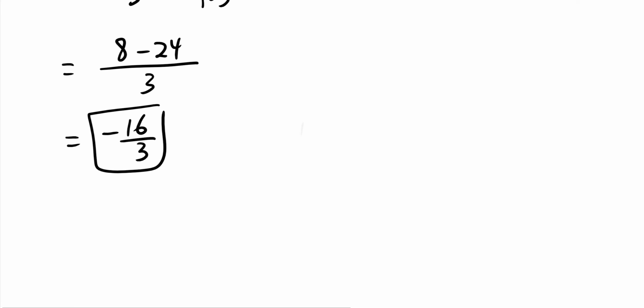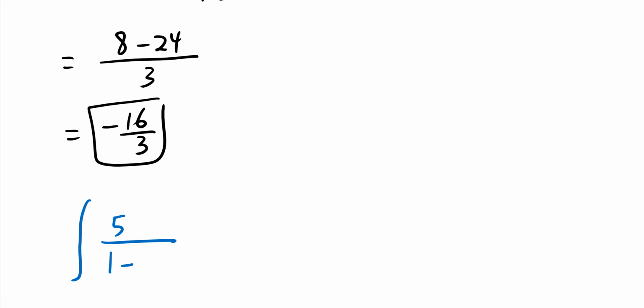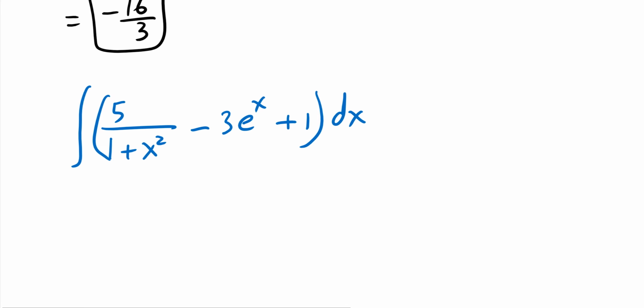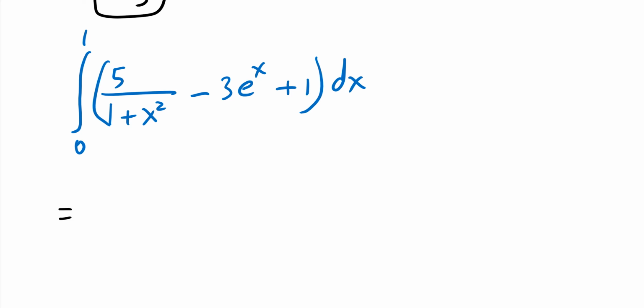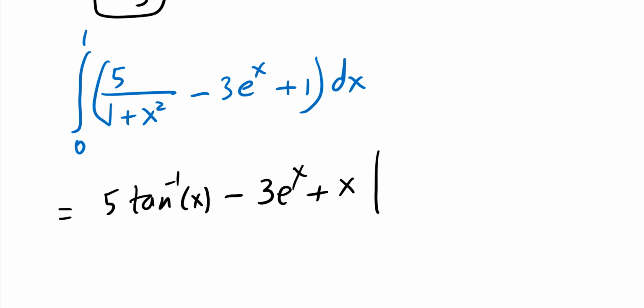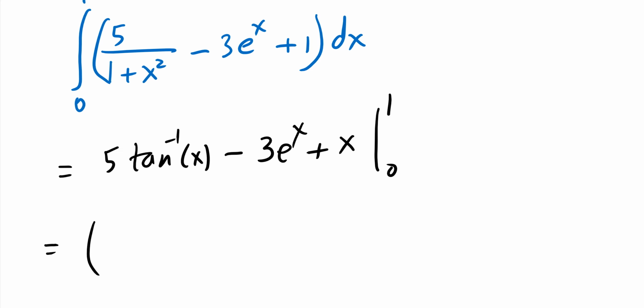Next one, as another example: 5 over 1 plus x squared, minus 3e to the x plus 1, and we're going to integrate this one from 0 to 1. What do we do for this? We know if you split it up, take the 5 out, the integral of 1 over 1 plus x squared is tangent inverse of x. Take the 3 out, the integral of e to the x is e to the x, the integral of 1 is x, from 0 to 1. I always open parentheses, minus another parenthesis. This way I don't mess up with the negative sign.